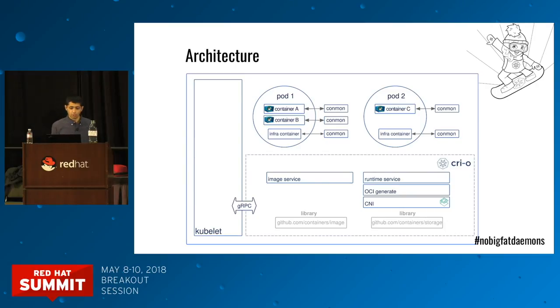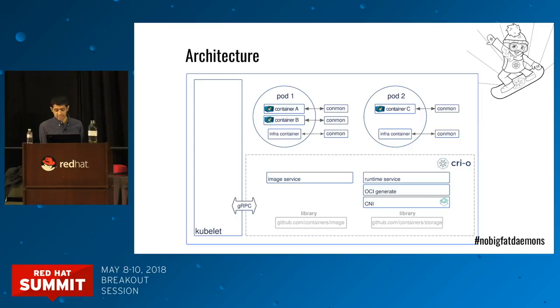So this is the overall architecture of a node when using CRI-O. On the left, you see the kubelet. It's talking gRPC CRI API. And on the right, we have CRI-O implementing the gRPC API. CRI defines two different services. One is the image service, which is basically for pulling images onto the node to make sure that whenever a pod specifies some image, that image is available locally. And for that, we use our containers image library.